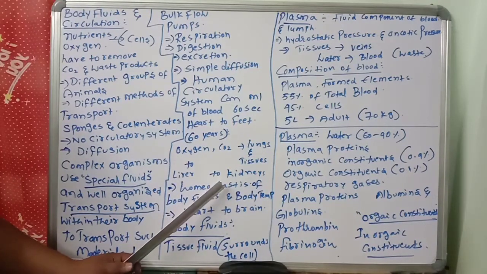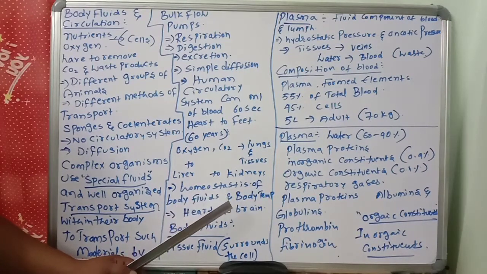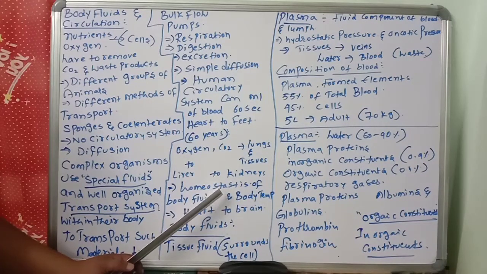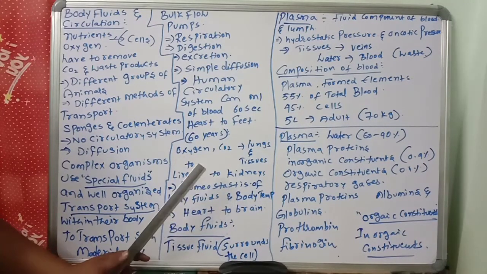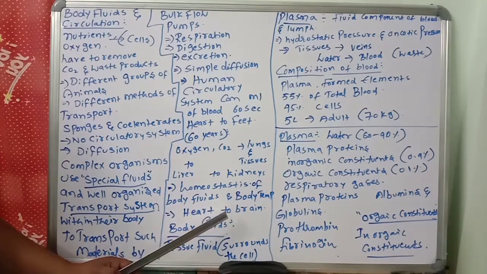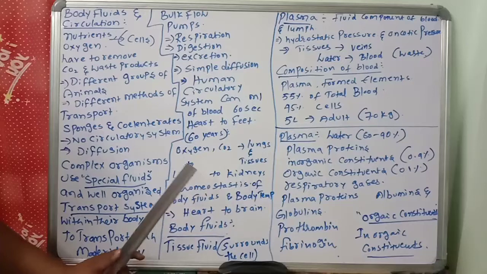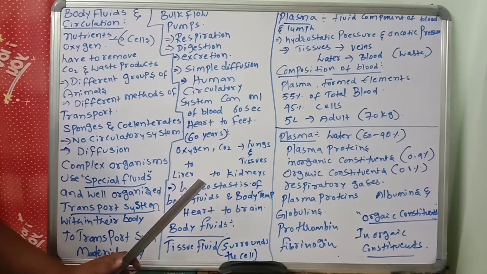Next, the circulatory system maintains the homeostasis of the body fluids. Homeostasis means what? Maintaining the balance. It maintains the balance of body fluids and body temperature. Even the supply of nutrients and minerals from the heart to the brain is also possible by this circulatory system, our bulk flow pumping system.